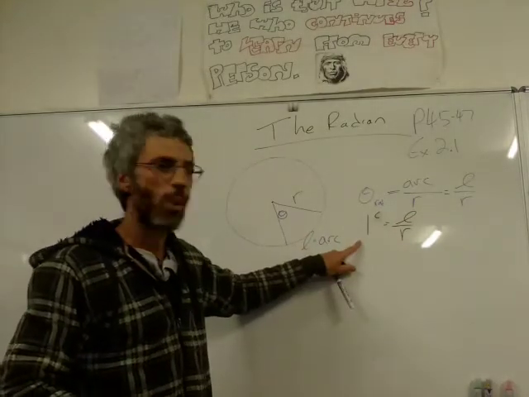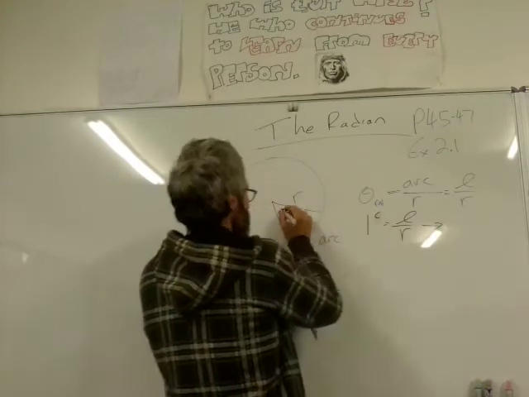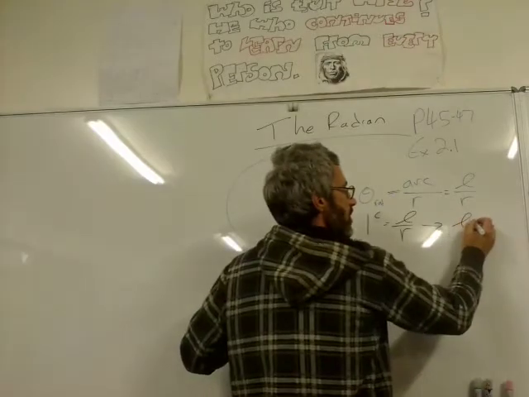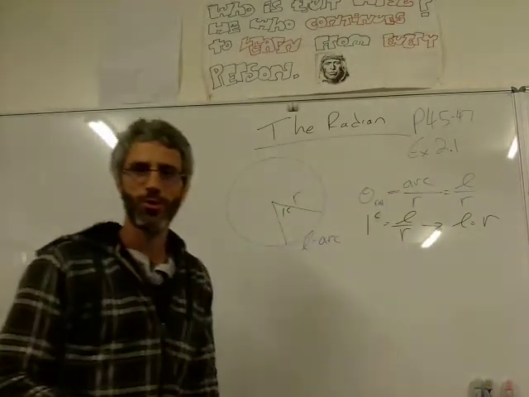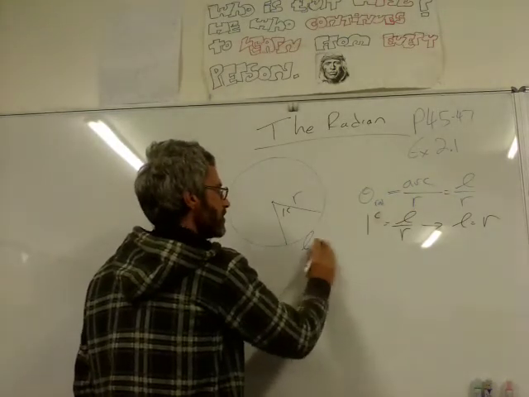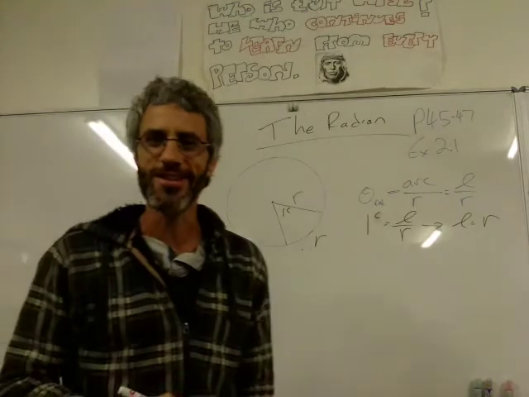And if you look at that equation, that really implies that if you have 1 radian, that means the arc is equal to the radius. So 1 radian is when the arc is the same length as the radius. That's quite neat, I think.